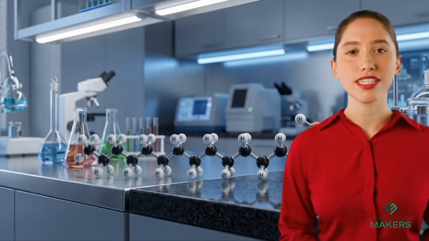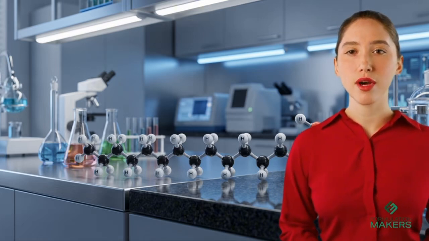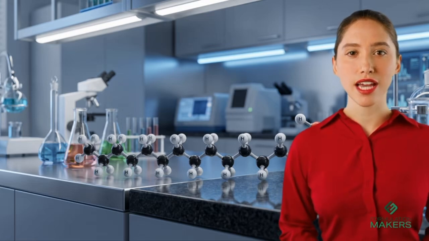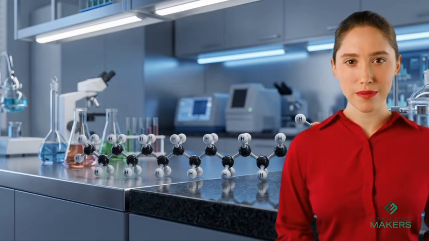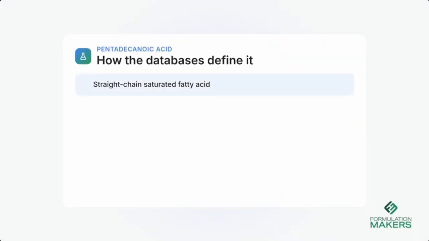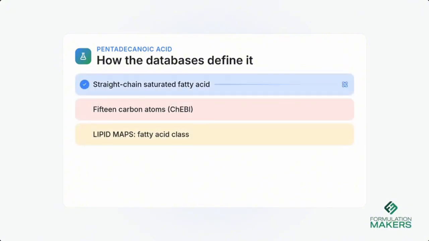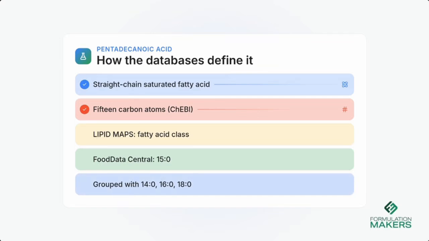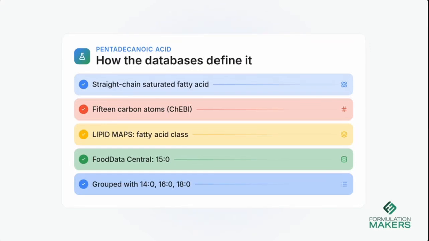Chemically, it's an odd-chain saturated fatty acid with 15 carbon atoms, and its molecular formula is C15H30O2. In ChEBI, pentadecanoic acid is defined very plainly as a straight-chain saturated fatty acid with 15 carbon atoms. LIPID MAPS puts it in the same family too, under straight-chain fatty acids within the broader fatty acid class. And in FoodData Central, you'll see 15:0 listed with saturated fatty acids like 14:0, 16:0, and 18:0.